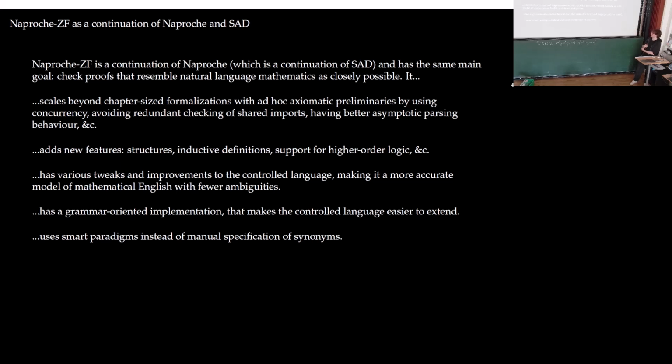and there's some support for higher logic and things like that. There are some improvements to the controlled language, and the implementation, by using this grammar-oriented approach, is easier to extend. So if I want to change the language, I can just declaratively add new production rules to this context-free grammar. And then, of course, it's also slightly easier for the author. Previously, you would have to explicitly specify the plural form of something, and this is now done automatically through these paradigms.